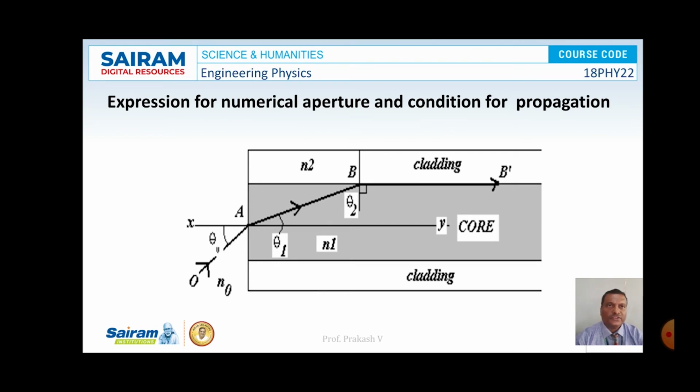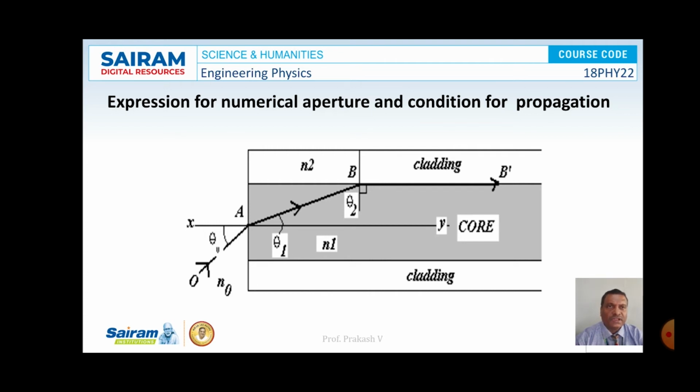And here is the expression for numerical aperture and the condition for propagation. In this picture you can look at an optical fiber. The core is in the central part, the shaded region, and the cladding is encasing it. Now a beam of light is traveling from outside with refractive index n0. OA is the light entering the optical fiber at the fiber axis, theta naught is the angle of incidence, and theta 1 is the angle of refraction.